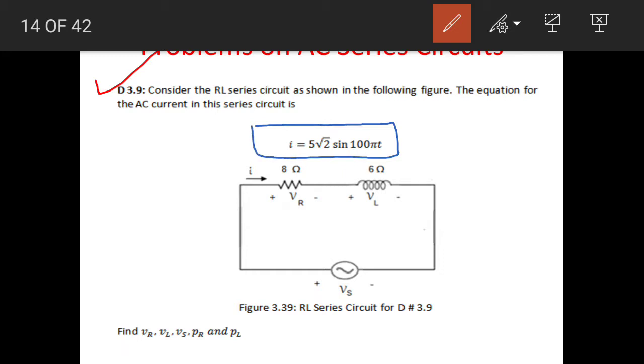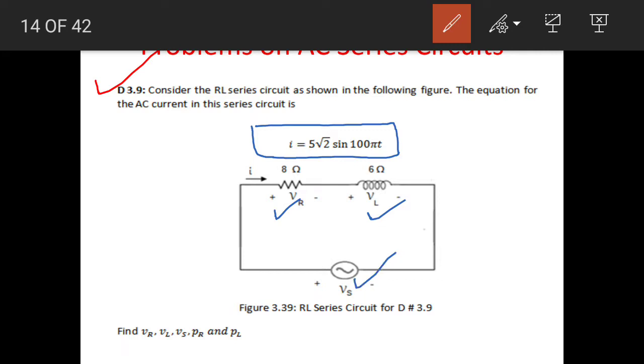The maximum value of the current is 5 into under root 2, and the angular frequency of the source is 100 pi. So we need to find out the voltage across the resistor, the voltage across the inductor, and the voltage across the source.